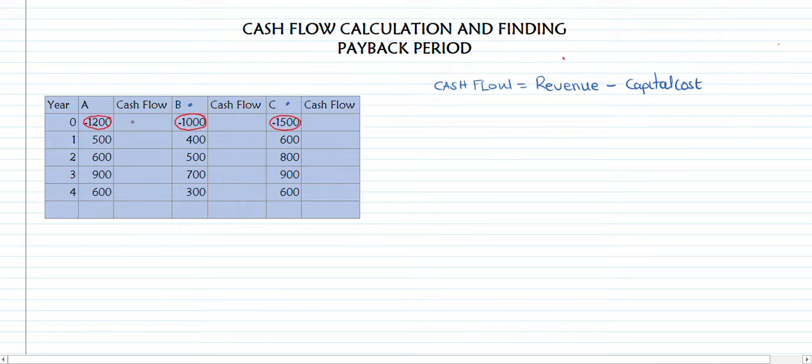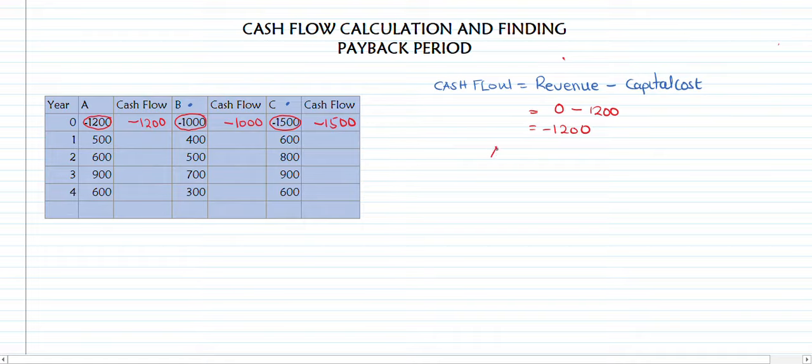So the cash flow for the first year is going to be negative 1,200, because revenue at the beginning is zero. So it's going to give us minus 1,200, right? Then for Project B, negative 1,000 is going to be our cash flow for year zero. Project C, our cash flow is going to be negative 1,500. Now let's focus on Project A and find the cash flow.